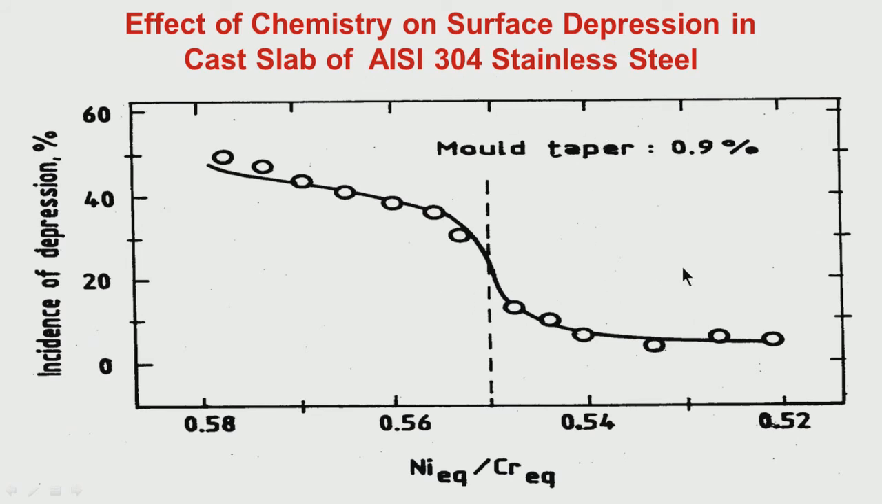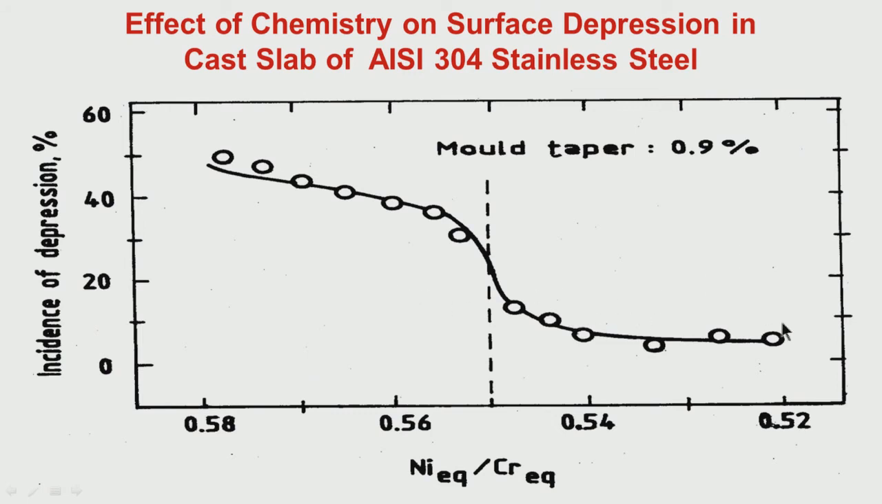So it has to be minor. So 304 chemistry basically is encompassed within, say, the range of 0.58 to 0.52 nickel equivalent by chromium equivalent. If you look at the chemistry range, you will find it is possible to adjust it within this range, not beyond. So within this range we have modified and seen, for the same continuous casting parameters, keeping everything same, what is the incidence of depression.